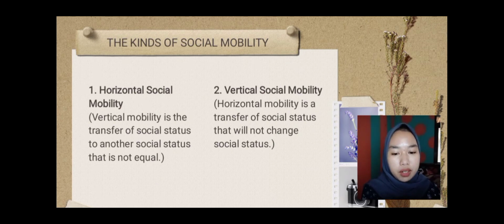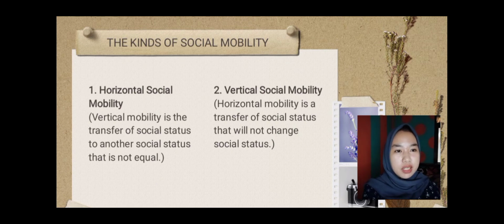For example, a doctor who works in a Bandung hospital is required to transfer to a Jakarta hospital. In that case, the doctor experienced horizontal mobility, changing place of work but not changing his social status as a doctor. The second is vertical social mobility.